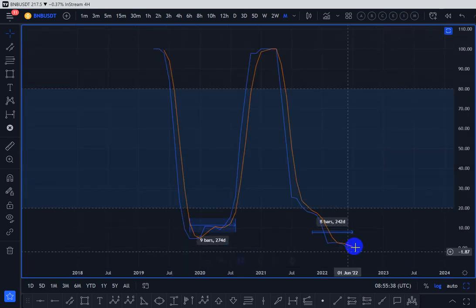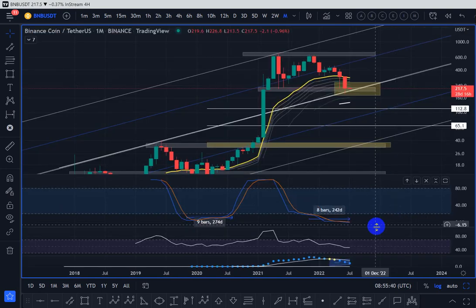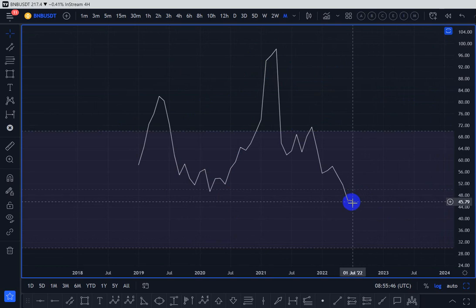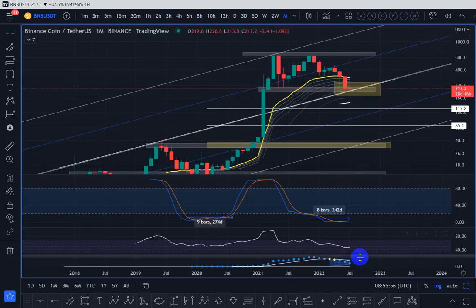I don't see any divergence here. What about RSI, the simple RSI? Well, we notice that it's at the lowest time ever on the RSI. It's the BNB. Is it a good time to accumulate? Well, I think you can answer that question yourself.